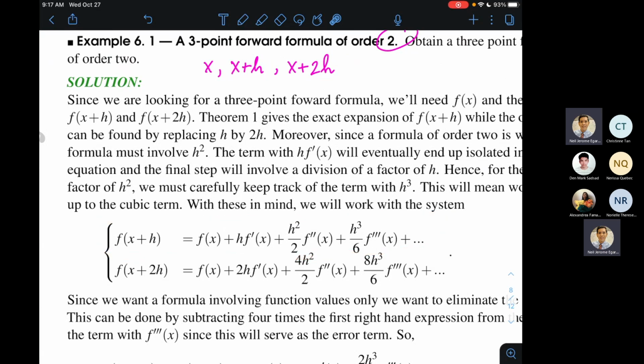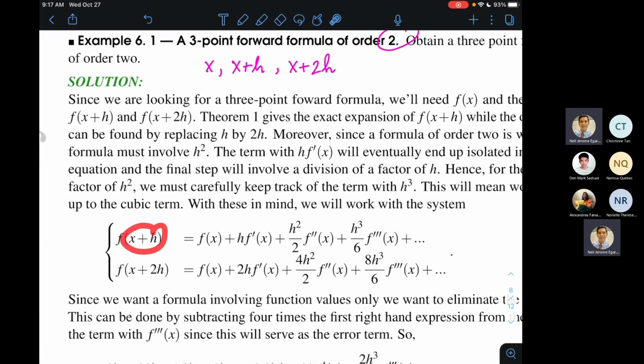Tapos lahat ng h, pinalitan ko lang by 2h. Kasi kung i-compare niyo yung left-hand sides, almost the same sila. Ang pinagkaiba lang ay yung h at saka yung plus 2h here. So, for the expansion, palitan nyo lang lahat ng h by 2h. So, here may h, napalitan siya ng 2h. Tapos, ito ay may h squared. Yung h dun sa h squared, napalitan siya ng 2h.